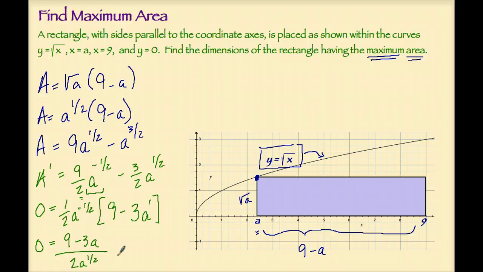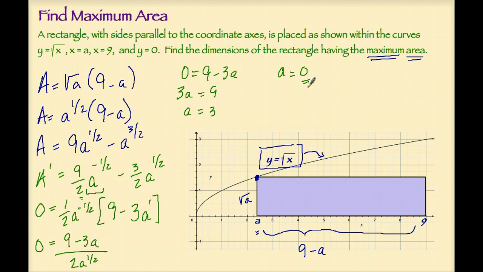Remember that your critical numbers will come from setting the first derivative equal to 0 and also determining where the first derivative is undefined. So first we'll set the numerator equal to 0. 0 equals 9 minus 3a. That means 3a equals 9, which means a equals 3. However, we can also see that the denominator is undefined at a equals 0. So here's another potential place where a max or min might occur.